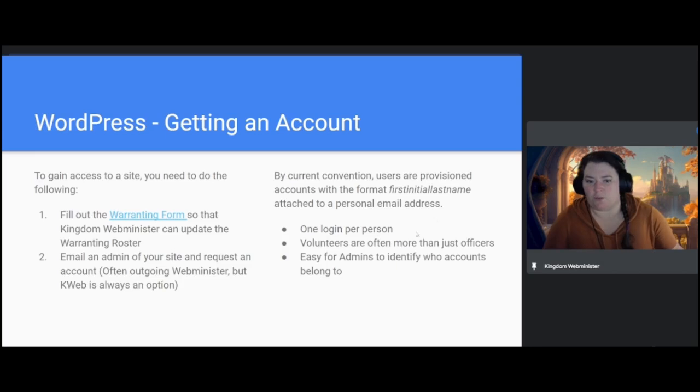So to get access to one of our websites, so say you've taken on the job of the local webminister and you need to be able to log into the site and make changes. The first thing you got to do is fill out the warranting form. Remember, we gotta be warranted. Filling out this form does two things. One, it gets your information to the Kingdom Webminister so you can get in the warranting roster. It also gives the Kingdom Webminister the information they need to provision your account.